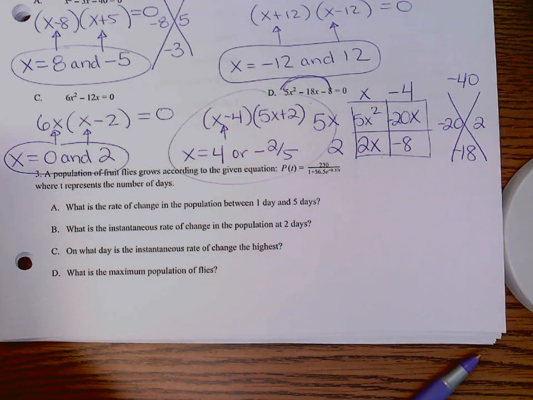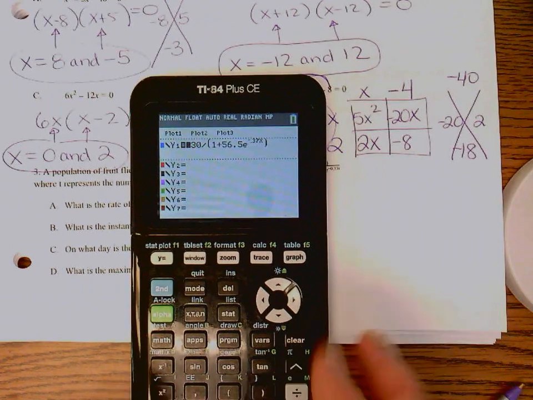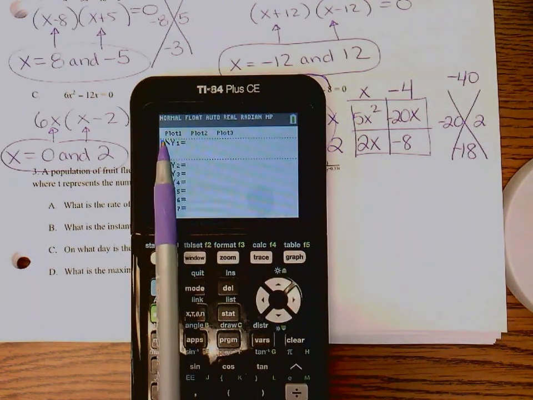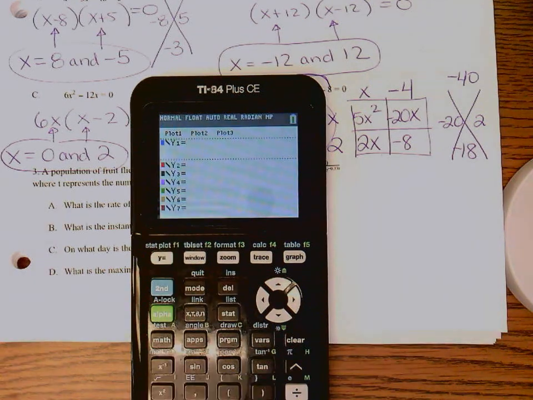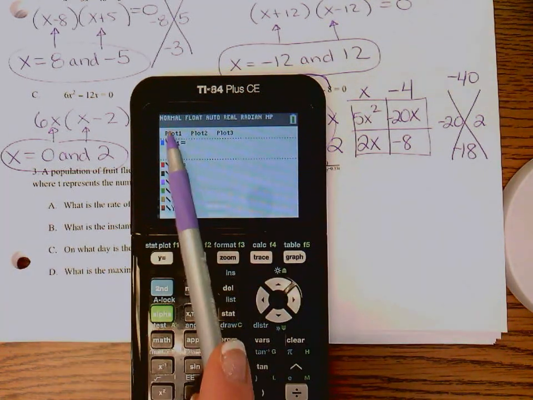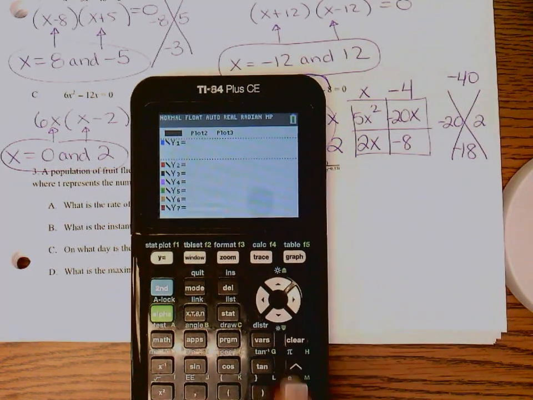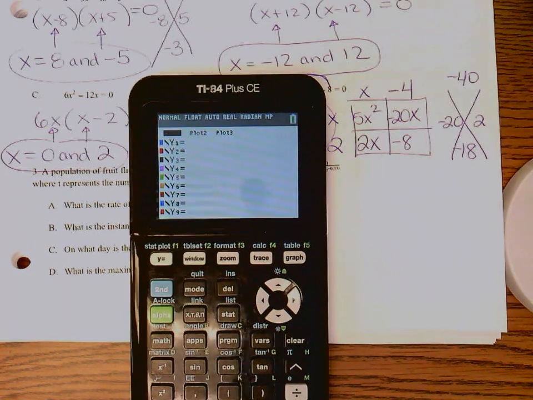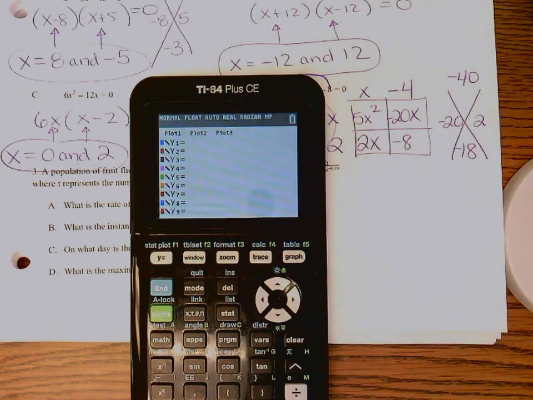So you're going to go to your y equals menu and clear out whatever's in there, and make sure that the plots are not on. See how mine, none of them are highlighted? If you have a highlighted plot, you need to arrow up and hit enter. See how that's highlighted now? Arrow up, hit enter, arrow down. You don't want them highlighted. That's for scatter plot graphs.